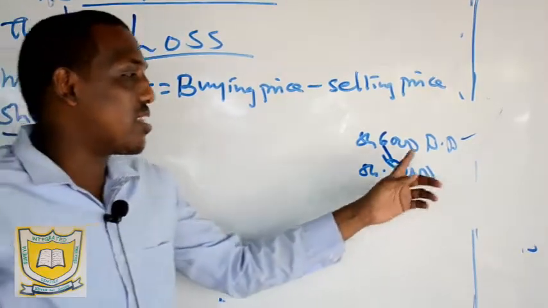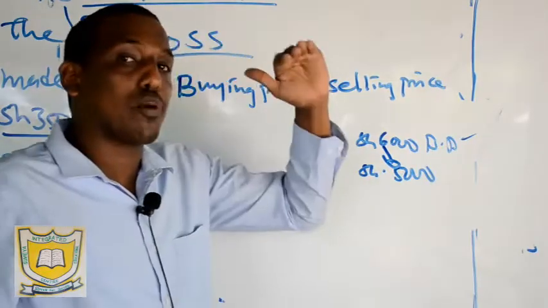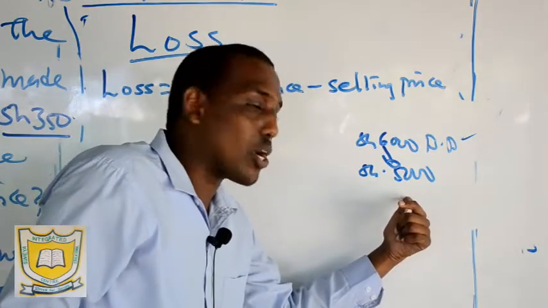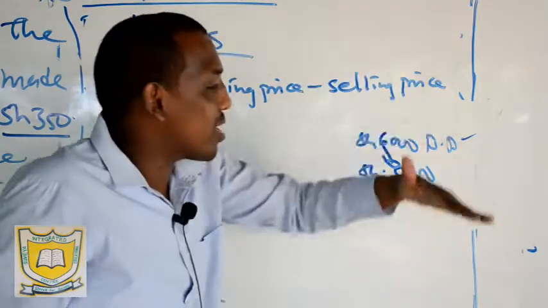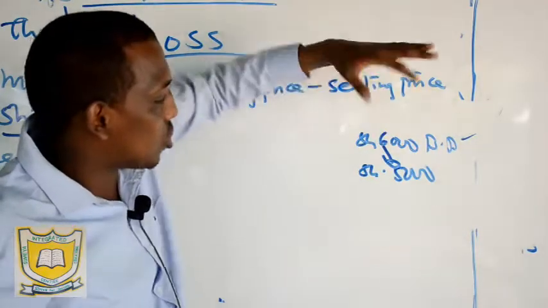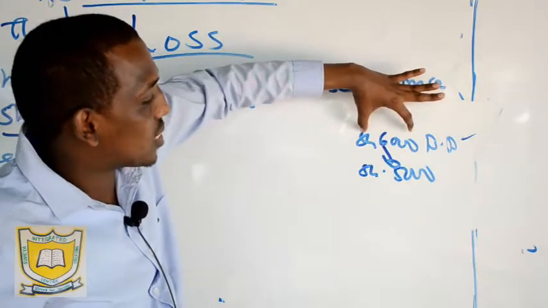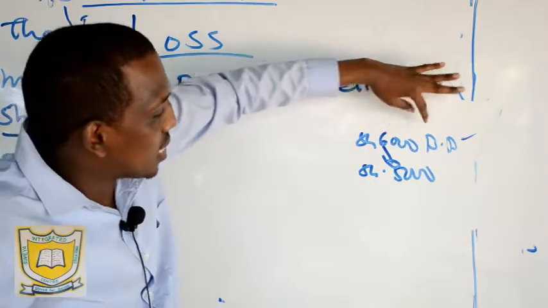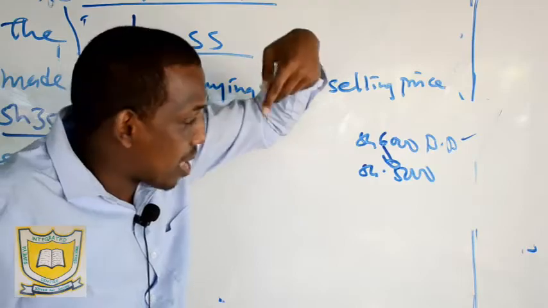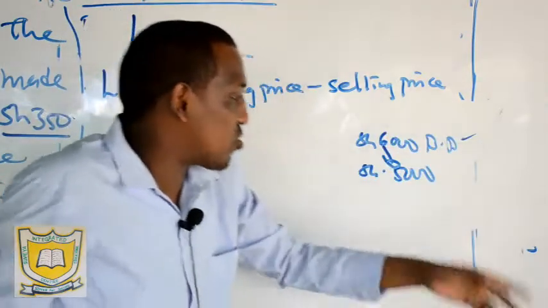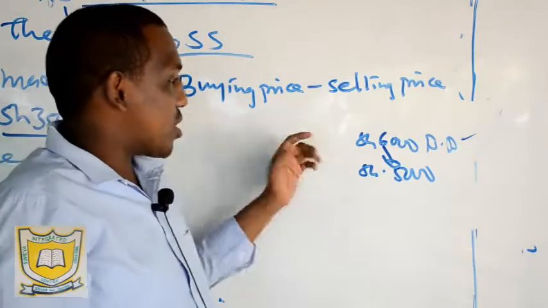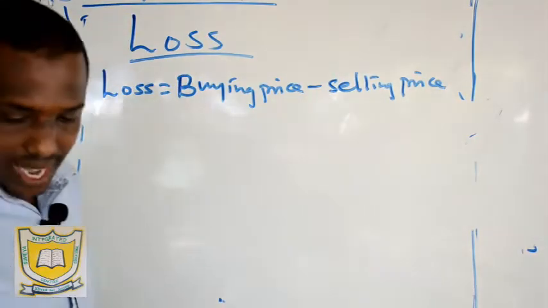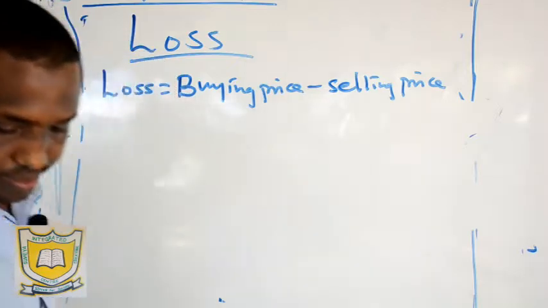So it means there is no profit here, there is a loss. Because the initial price was 6,000 and the final price is 5,000, there's a decrease. Now what was the loss? The loss is 1,000, because 6,000 minus 5,000. That's how we get the loss. How do we get that 1,000? The buying price, the initial price, minus the selling price after you have sold it. So loss equals buying price minus selling price.